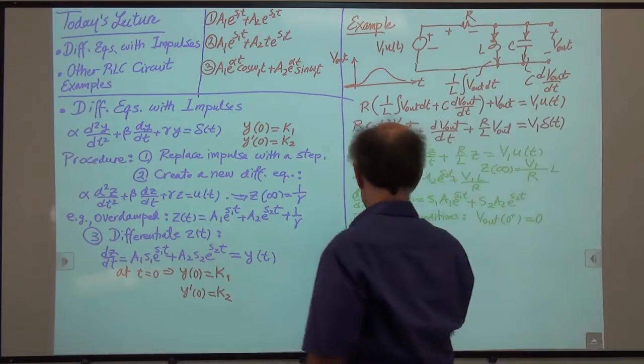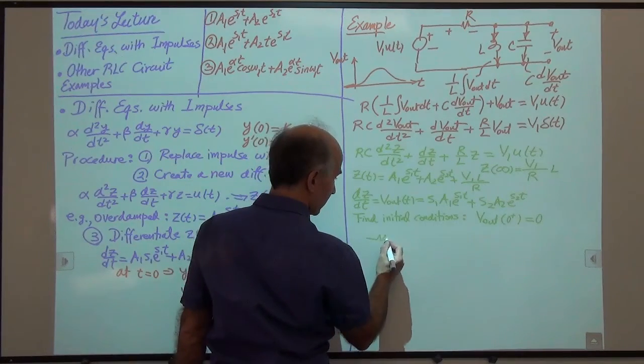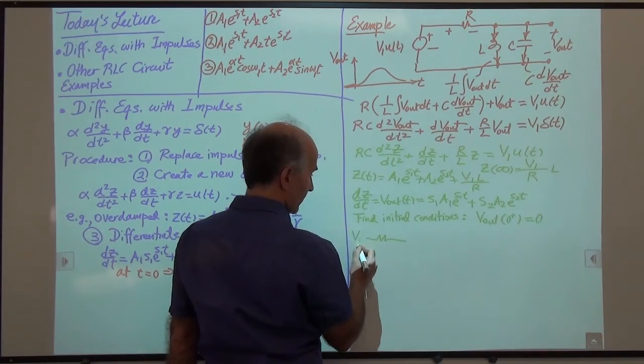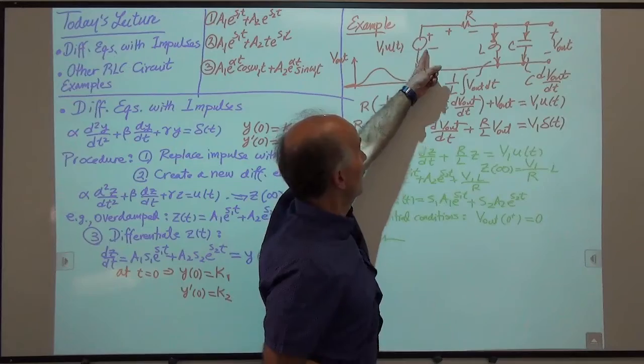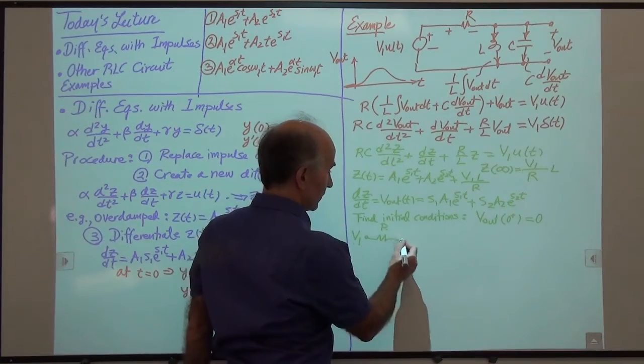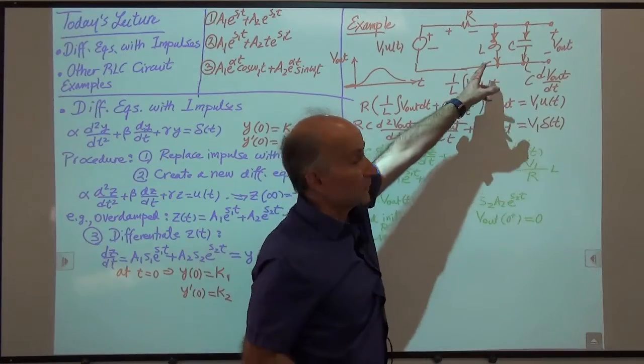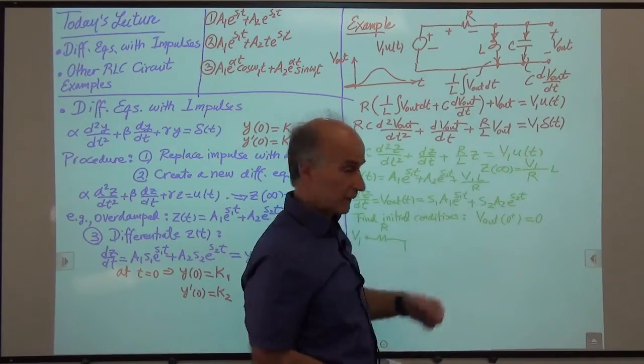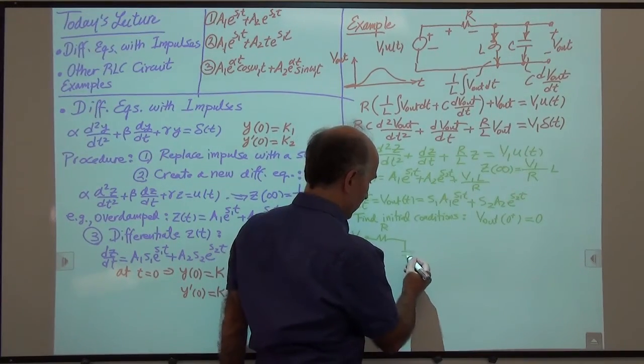So let's draw the circuit at time 0 plus. We see that this side is V1 because it jumped to a step of V1. Then we have this resistor. This inductor is open, so we just throw it away. We don't worry about it. And we have the capacitor like this.